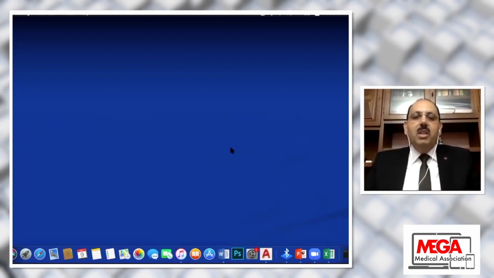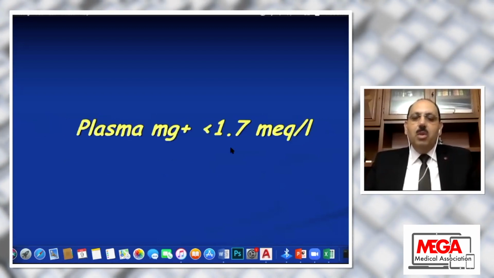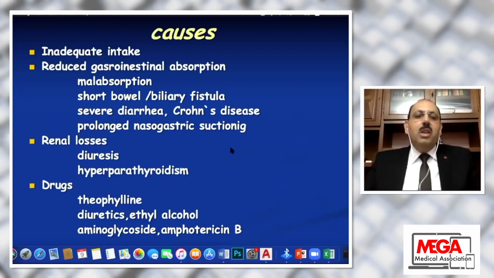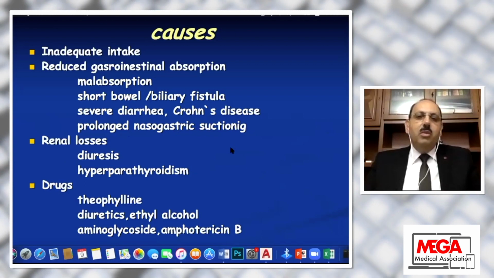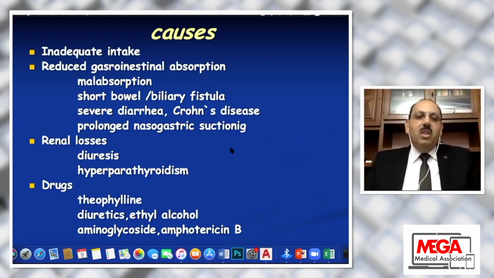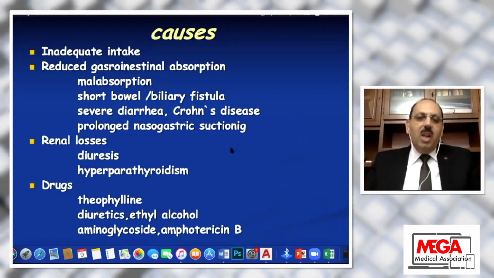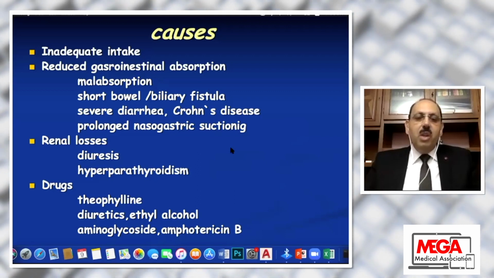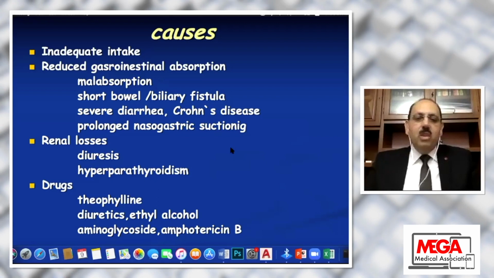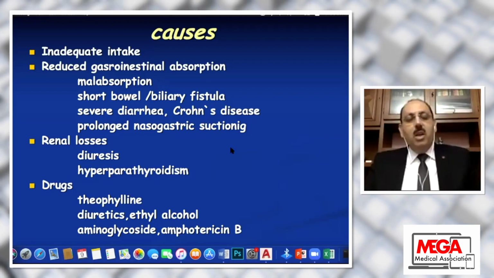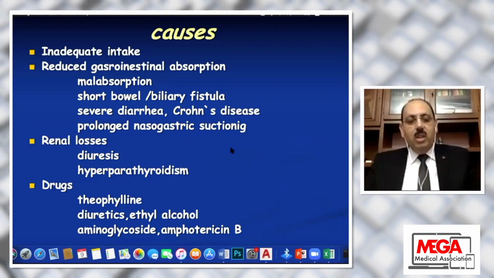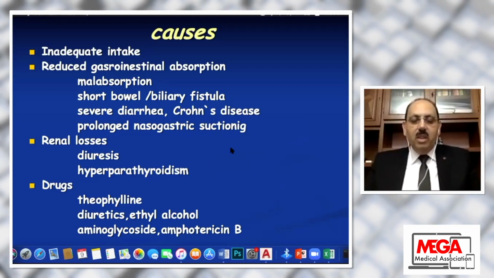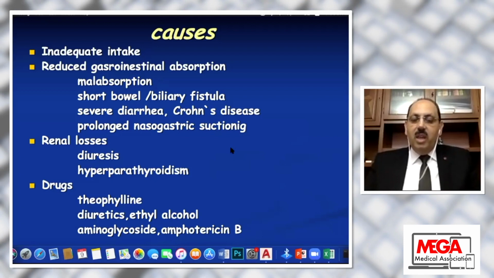Hypomagnesemia, it means magnesium level below 1.7 milliequivalent per liter. The causes here are inadequate intake in food, reduced gastrointestinal absorption as malabsorption syndrome, short bowel, biliary fistula, severe diarrhea, Crohn's disease, prolonged nasogastric suctioning, or renal losses through diuretics and hyperparathyroidism, drugs as theophylline, diuretics, ethyl alcohol, aminoglycoside, and amphotericin B.